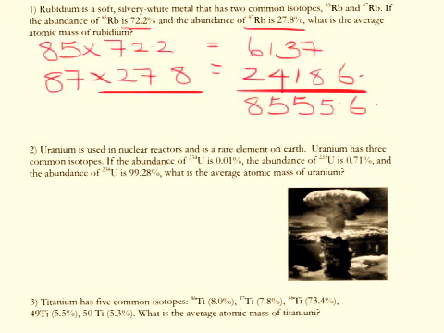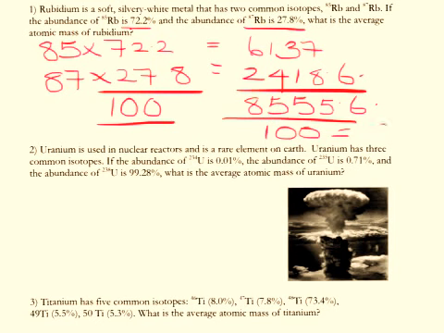Now you need to bear in mind that this is the actual abundance, and it comes to 100%. Okay, so if we add these two together, we will have 100%. And because we're looking at the average, we need to take the average of these two isotopes. So we'll divide that by 100, and that will give us our relative atomic mass of rubidium. What you should hopefully see is that that's going to be 85.56. There's the first one sorted.